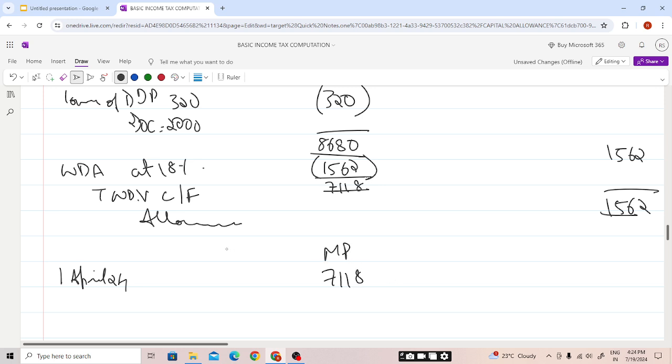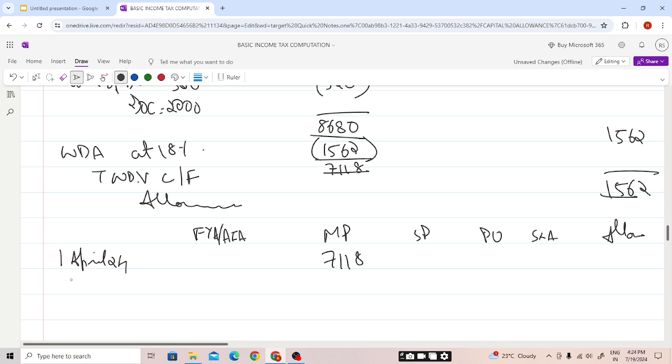Main pool, FIA, AIA, special pool, private use pool, short life asset pool, and allowance. This is clear now. This is the tax written down value brought forward; this carry forward will become the brought forward.